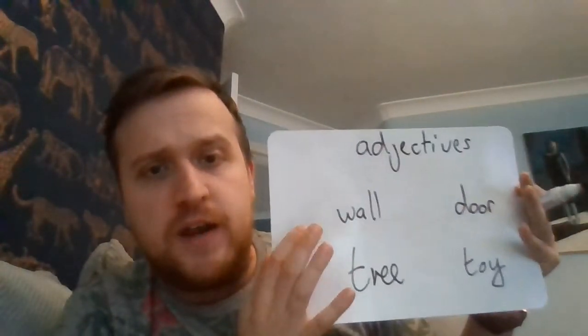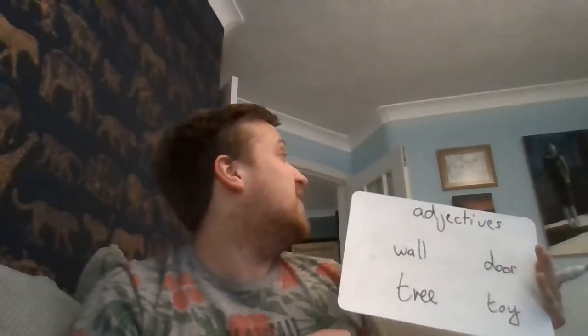Adjectives describe the noun. So how could I describe these nouns? Well, if I have a look at the wall behind me, it looks quite smooth. So I could say it's a smooth wall. I could say that it's light blue. It's a light blue wall. Both the words light and blue there would be adjectives. Light blue wall.